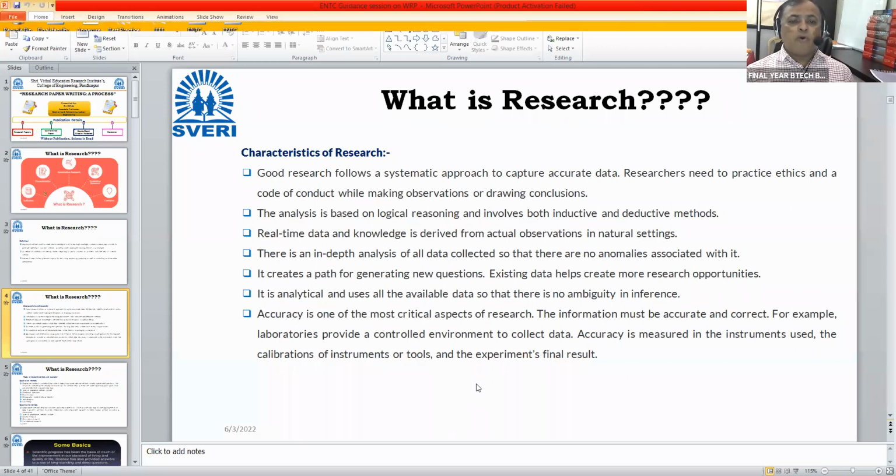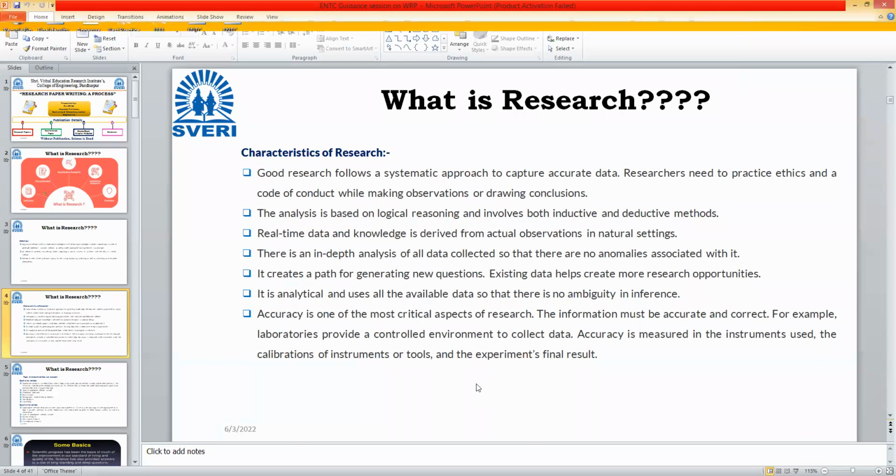In-depth analysis of all data collected can also be done with the help of research. It creates a path of generating new questions. So in the future scope you can create some kind of new questions, that up to here I have done the work, and the work ahead is what I have to do, and this ahead work comes from the future scope.